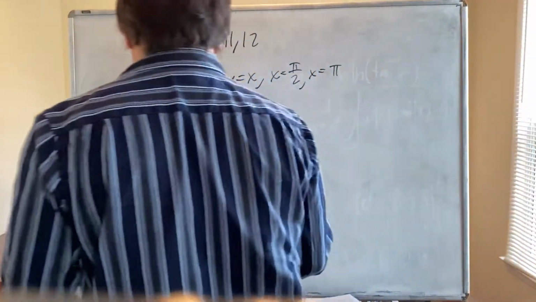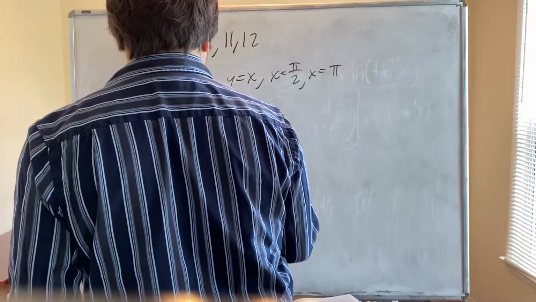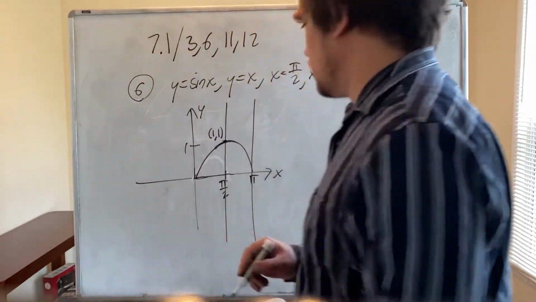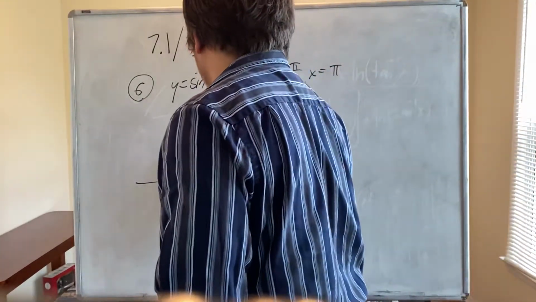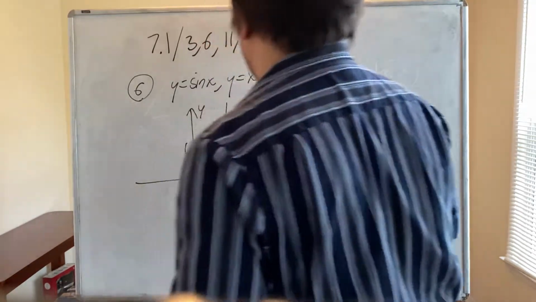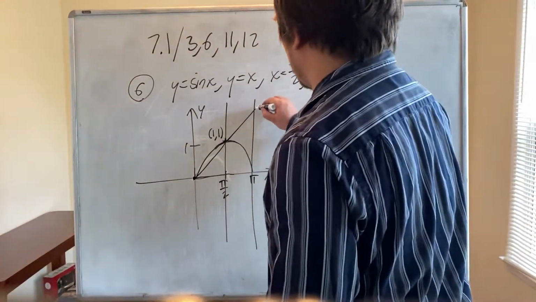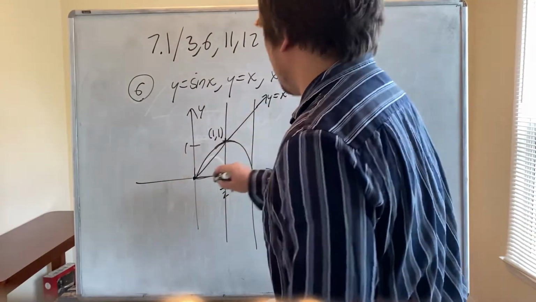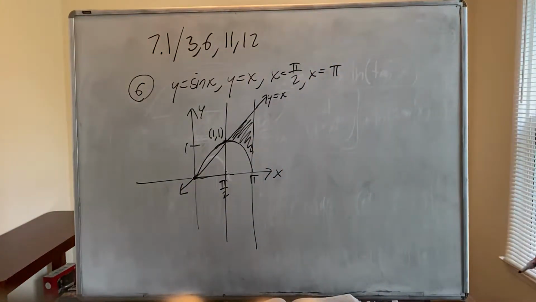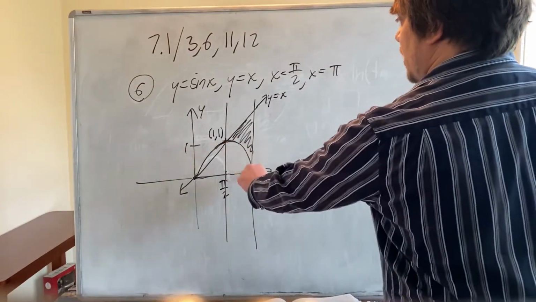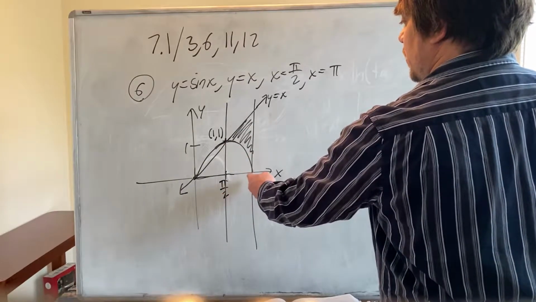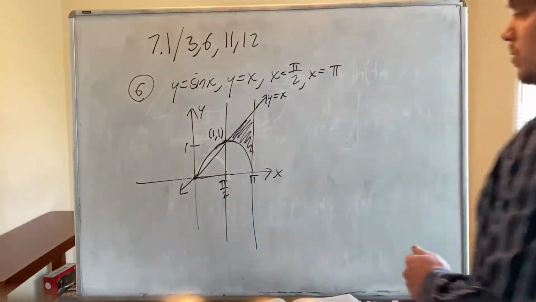y equals x. So this point is 1, 1. And so y equals x will go through this point, and that's interesting, the region's over here. This is y equals x. Okay, so y equals x is there. That's the region between your curves: y equals sine x, y equals x, x equals pi over 2, and x equals pi.